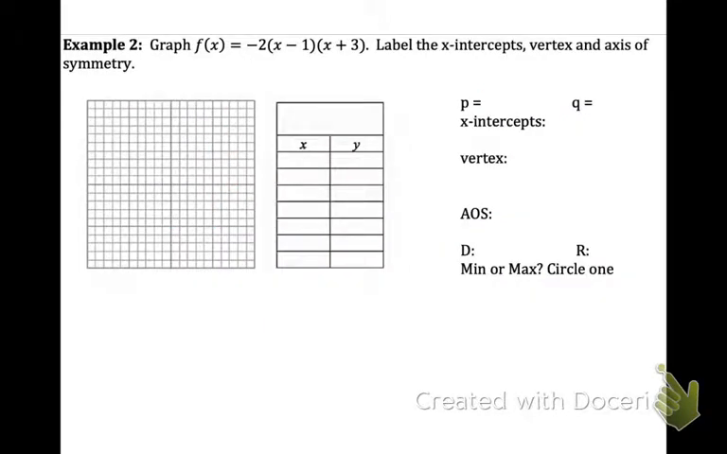Let's try example 2. First of all, start by picking out your p and your q values.